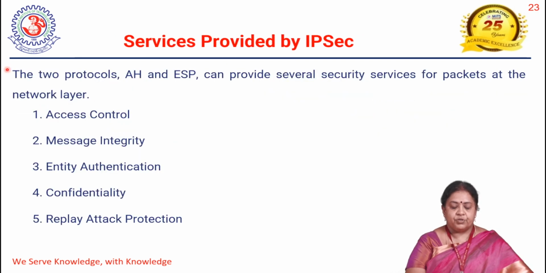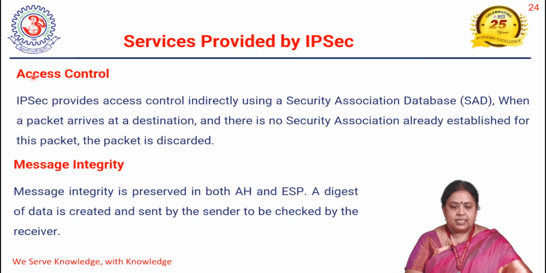Then we come to the services that are provided by IPSec. In IPSec, we have two protocols. One is called the AH protocol and the other is called ESP. And these are the services provided by IPSec. One is access control. It provides message integrity. It provides entity authentication. It provides confidentiality. It provides replay attack protection. Okay, it gives protection from the replay attack. So these are the services.